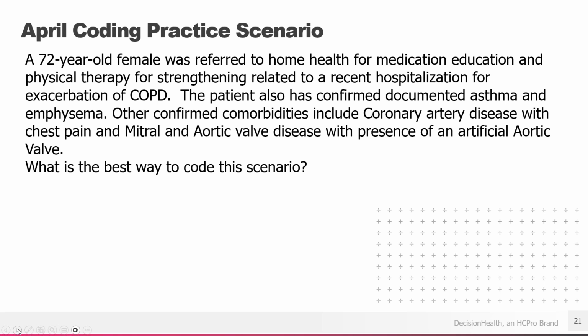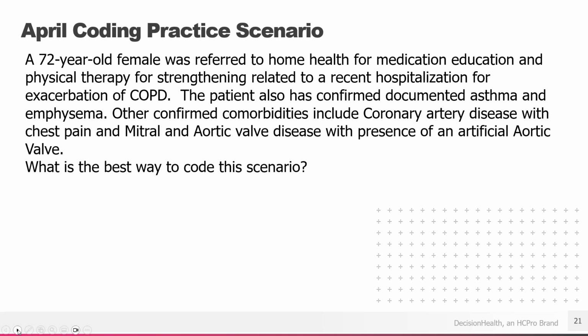So for this one, we have a 72-year-old female who was referred to home health for medication education and physical therapy for strengthening related to a recent hospitalization for exacerbation of COPD. The patient also has confirmed documented asthma and emphysema, as well as coronary artery disease with chest pain. The patient also has mitral and aortic valve disease, but that aortic valve has been replaced. I tried to provide some information here to help us really think through some of these scenarios, as we know it's not always black and white.